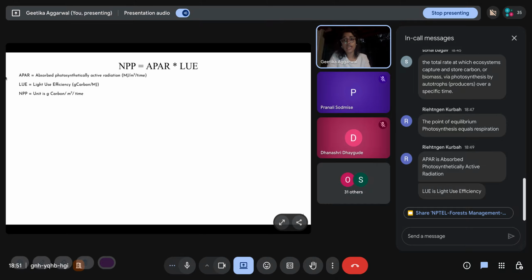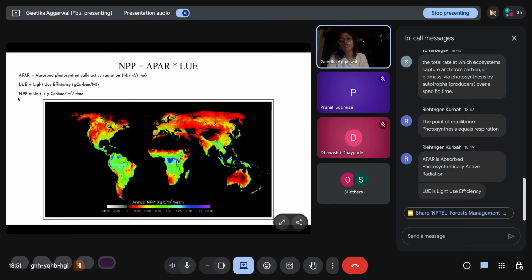And as discussed in the lecture, NPP can be assessed by using satellites or by using computer programming. And here you can see a map of the world in which regions which have a high amount of net primary productivity are marked in blue. Regions which have an average amount are marked in green and low amount are marked in red.